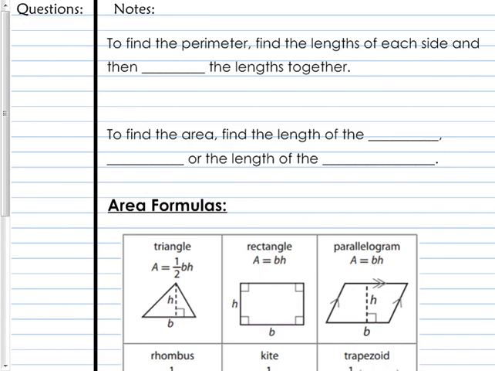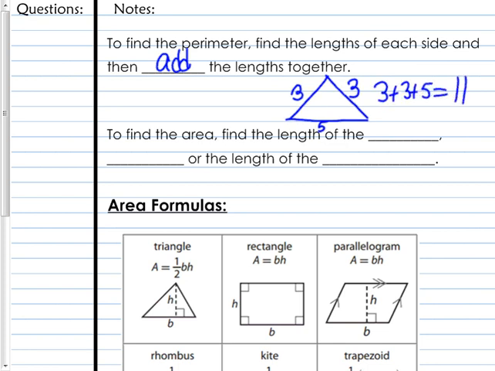To find the perimeter of a figure, you need to find the lengths of each side, and then you add those lengths together. Right? So if, for instance, I have a triangle, and this is 3, and this is 3, and this is 5, simply add them up together, and that's the perimeter. Okay? So perimeter, no matter how many sides it has, you add up all the sides together, and that's the perimeter.